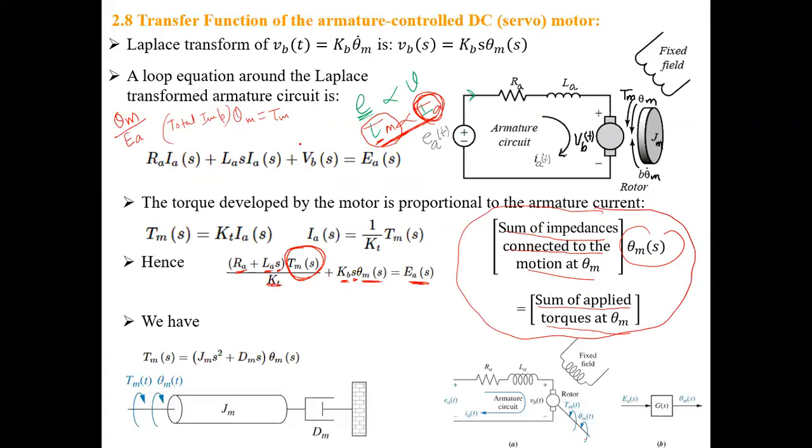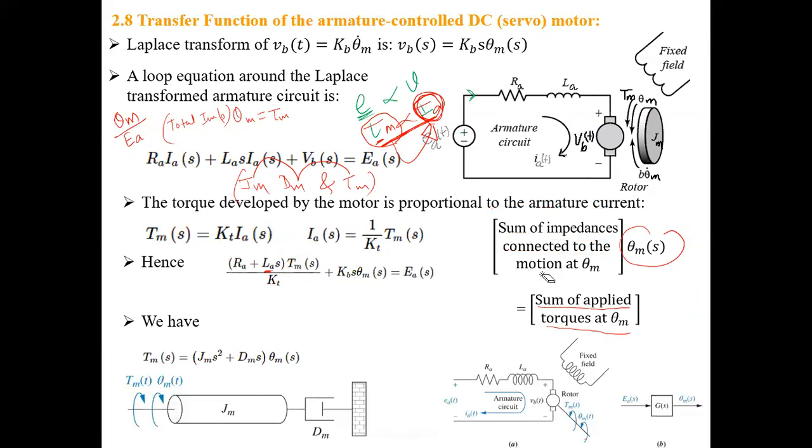And I claim that there is a relationship between Jm, theta m, dm, and Tm. So Tm is related to dm and Jm. Tm is also related to Ia. There are two relationships for Tm. Okay, that's my claim. So let me verify, let me prove my claim then. So let me use this formula.